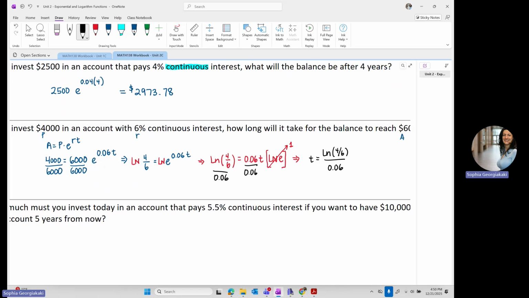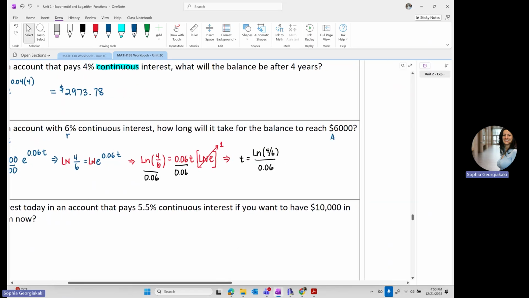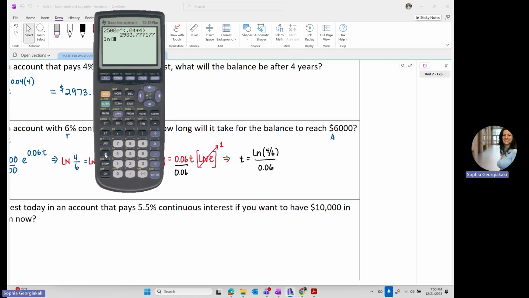This is the exact value. If they ask me to round the number of years to the nearest tenth, I will have to evaluate this in my calculator. So I'm going to do a ln of 4/6. And some of you may have figured out that you could have simplified this to 2/3, which is fine. Divide by 0.06. And the answer is... we have a mistake. And I see now where the mistake was. All right, I found a negative answer.